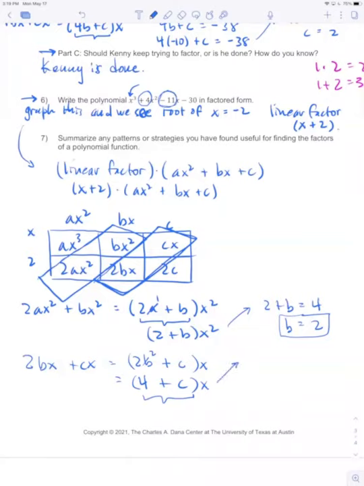So let's do the same thing. We have 4 plus c is equal to -11. So c ends up being equal to -15.